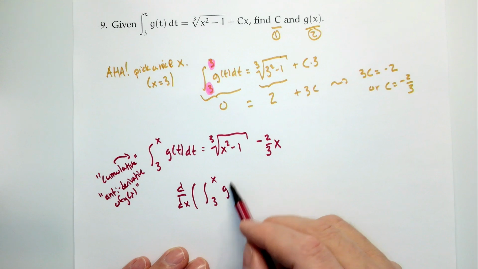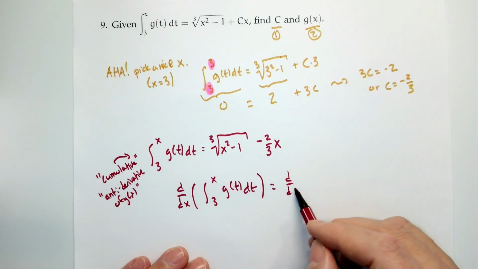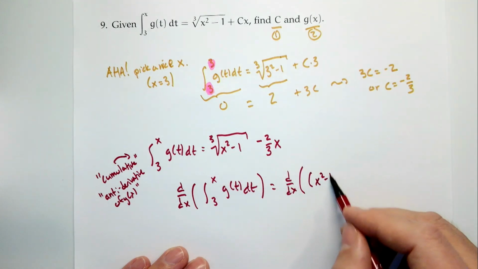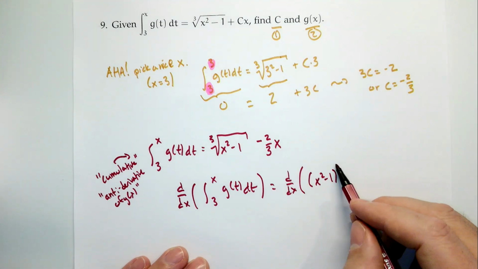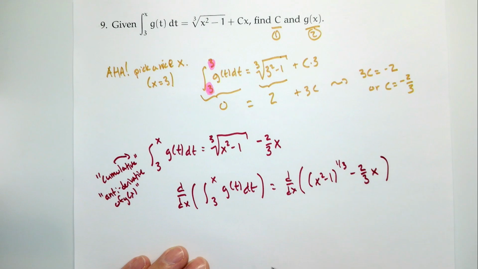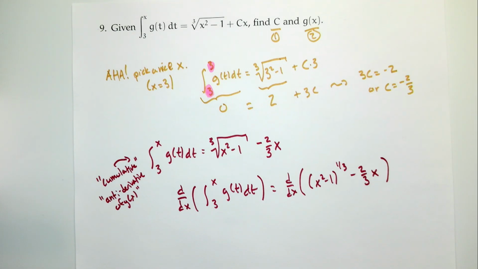3 up to x of g of t dt. And that's going to be the derivative of, and I'm going to go ahead and write this in a more helpful way, x squared minus 1 to the 1/3 minus 2/3 x. So, according to the fundamental theorem of calculus, and remember, that's a fundamental theorem, so it's good to know it. What's the derivative of this integral? It is g of x.